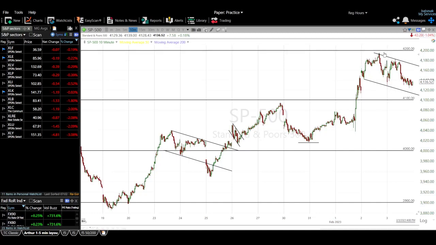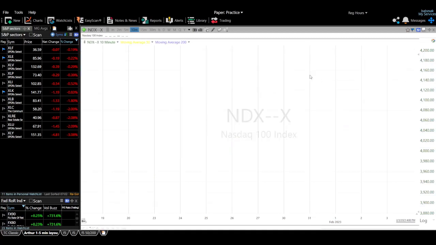So we missed this 4,200. This was a target on the fly. It wasn't an official measured move target, but we missed it by 0.1%. And you could see as we end the week, this is kind of a bull flag consolidation. Let me jump to the NASDAQ 100.